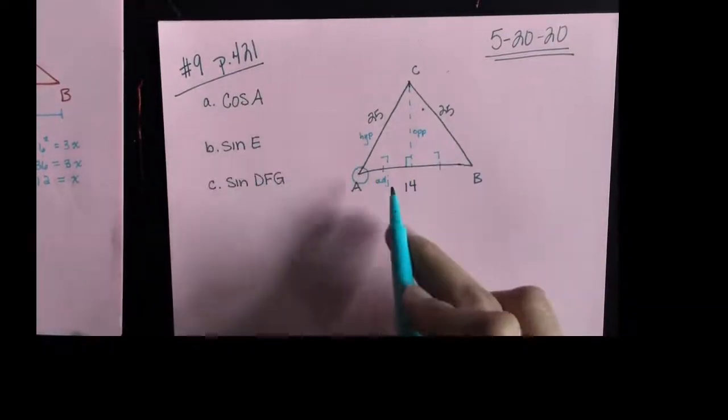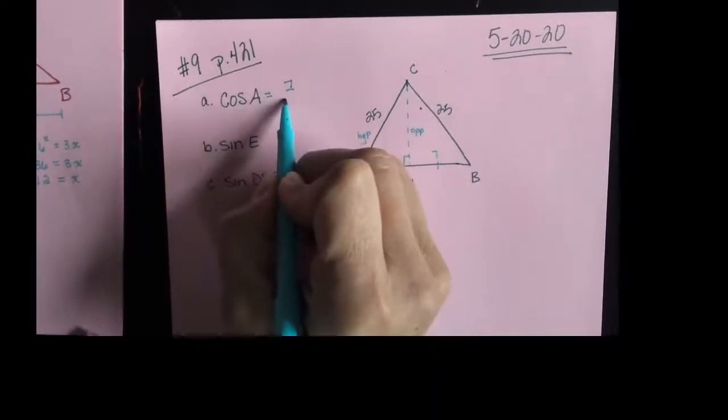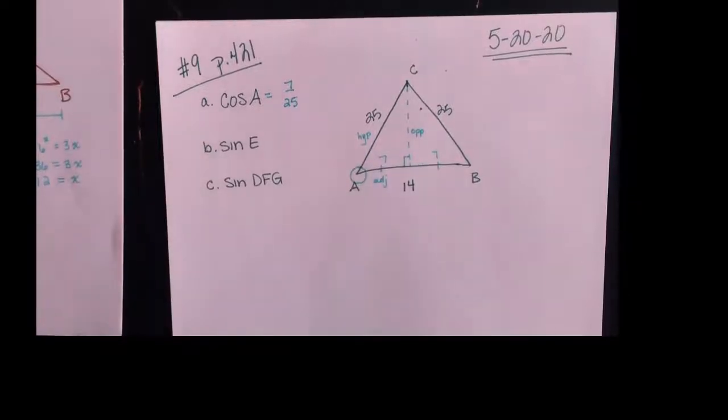We now have adjacent over hypotenuse, which is going to be 7 over 25.